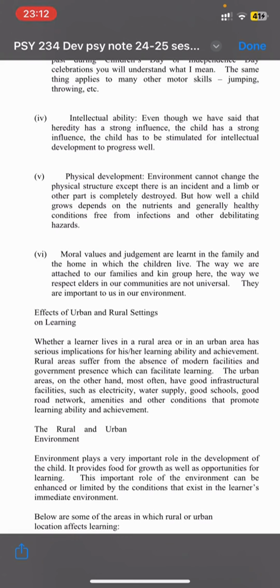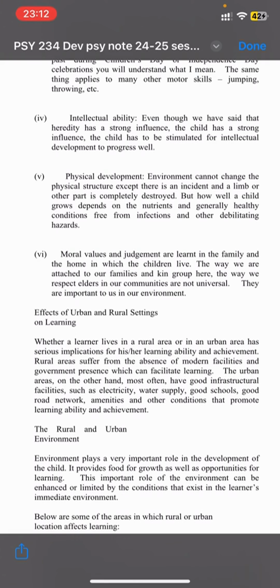Now, moral values and judgment are learnt in the family, so the environment is solely responsible for the moral values with which the child develops, meaning that a child is not born good or bad. It is basically what he is taught to do by the environment.